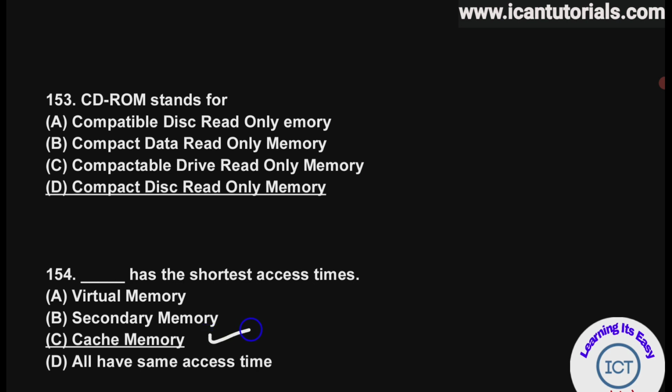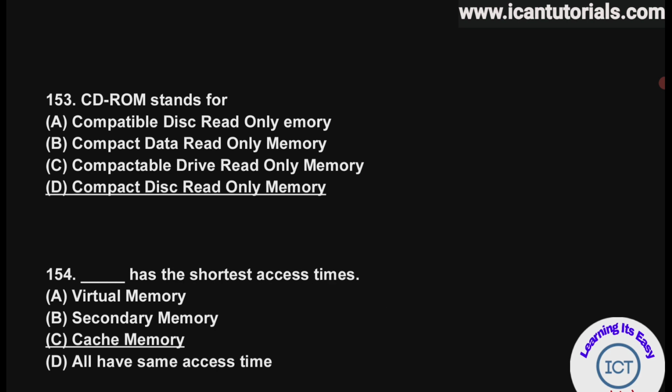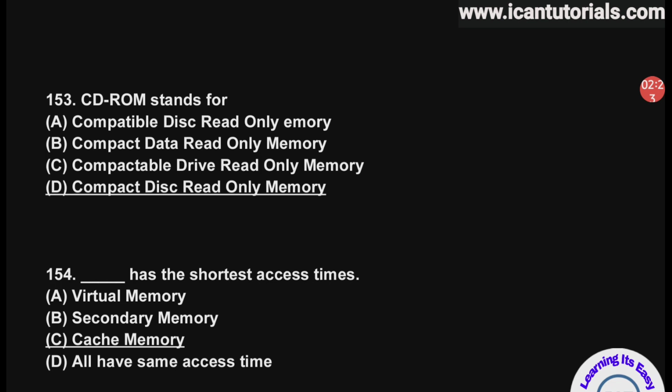And the question is which takes the shortest time to access the data inside a memory, and the answer is cache memory. Cache memory is the fastest memory from where data can be accessed at a faster rate. Secondary memory is a hard disk drive, and virtual memory is not a physical memory. This memory is present inside the hard disk drives. It is not a physical memory.